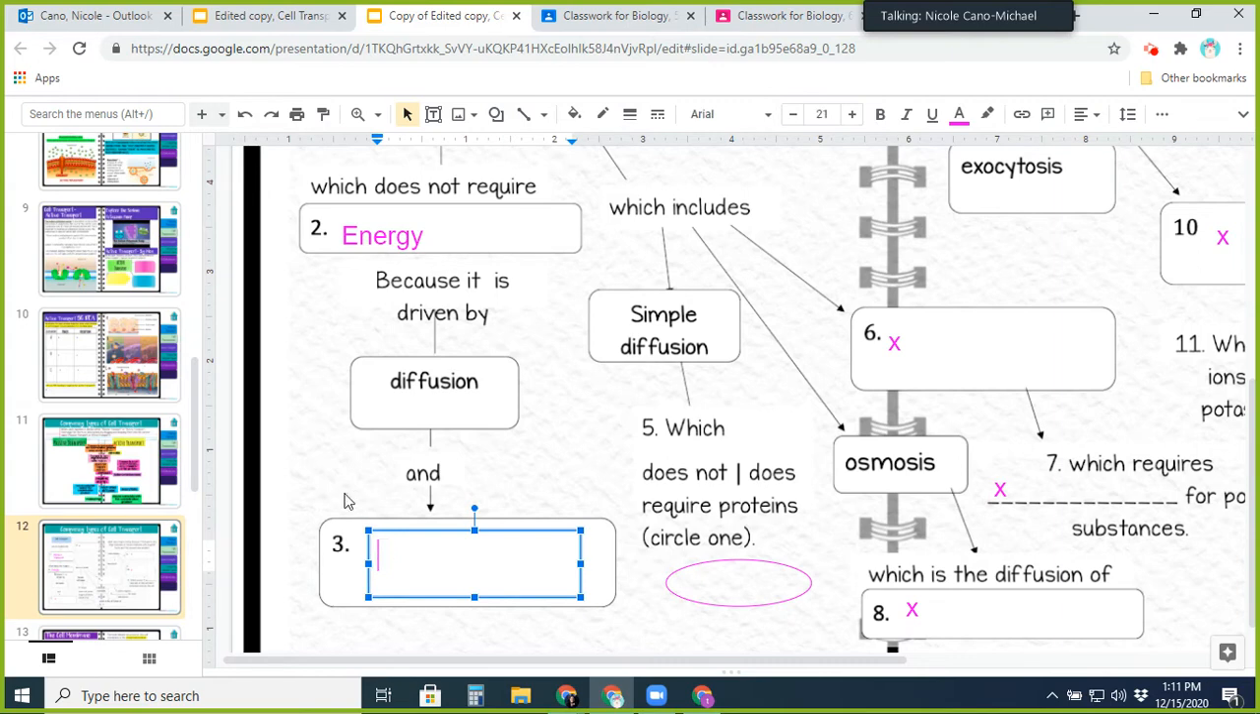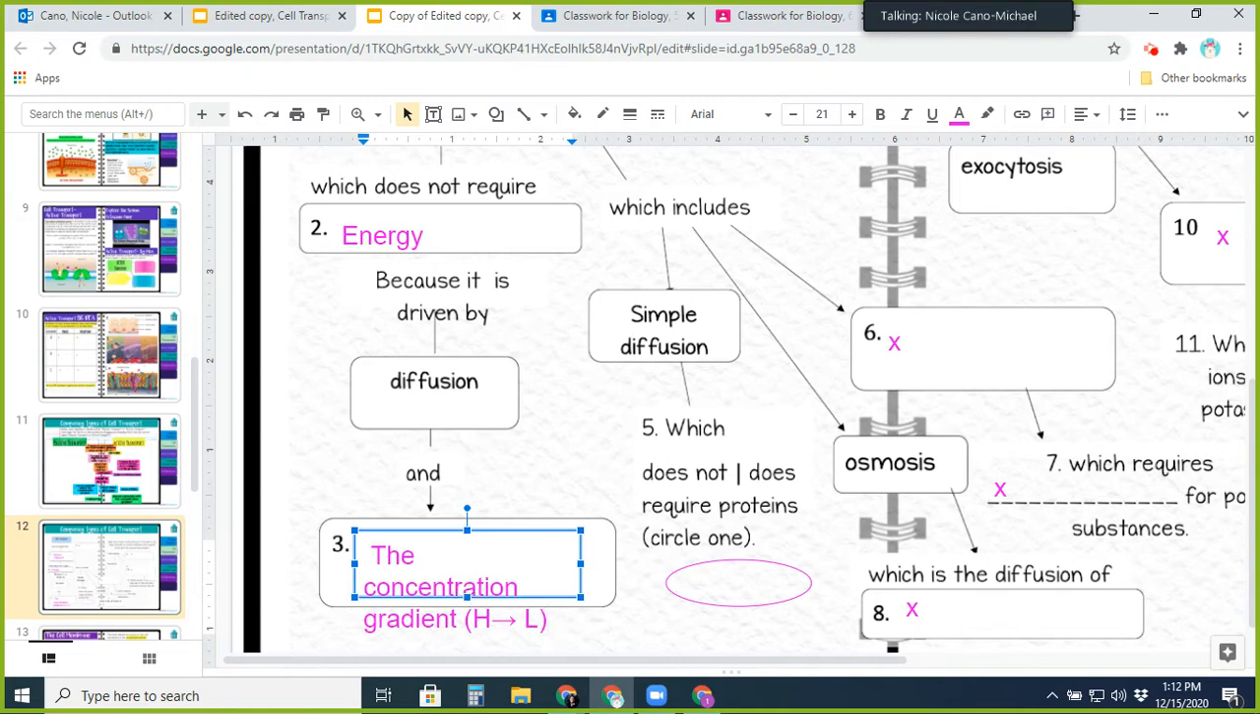Now, how does diffusion work? Diffusion always works along the concentration gradient. I'm down in box number 3. So the concentration gradient naturally always will flow from high to low. If you are flowing from high to low, it never requires energy.